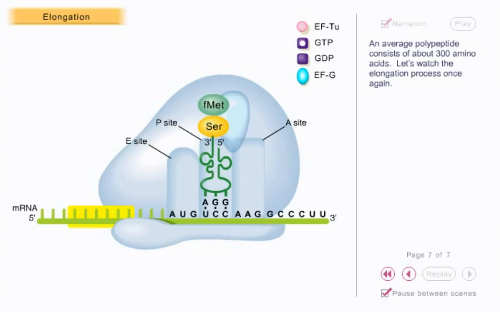An average polypeptide consists of about 300 amino acids. Let's watch the elongation process once again.